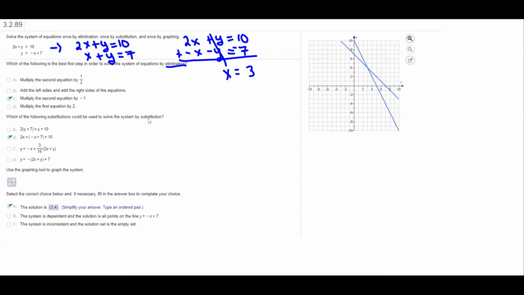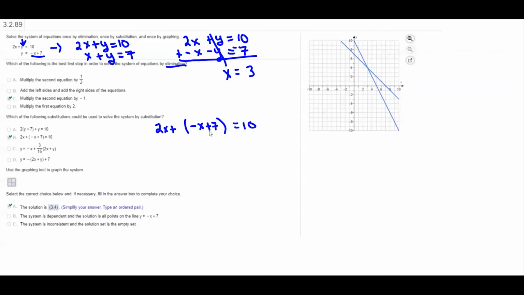If you're going to use substitution, it's already set up for substitution because the y has already been solved for. So y is equal to -x plus 7. So I could plug that in to this y in the first equation. So you get 2x plus y, but instead of y, I'm going to write -x plus 7. And that's equal to 10.